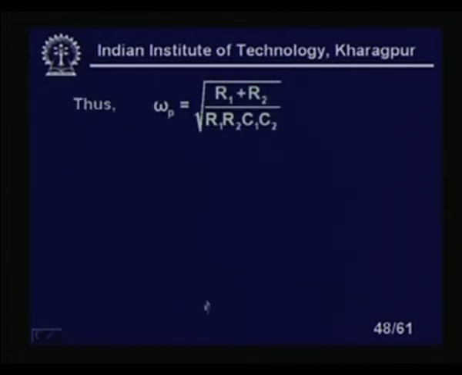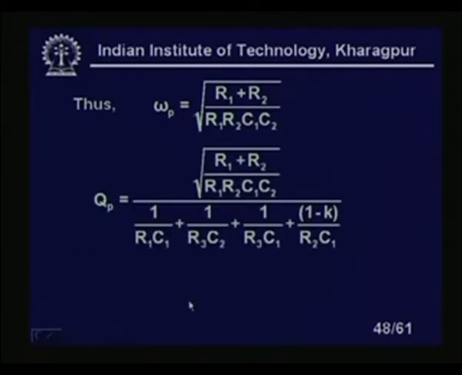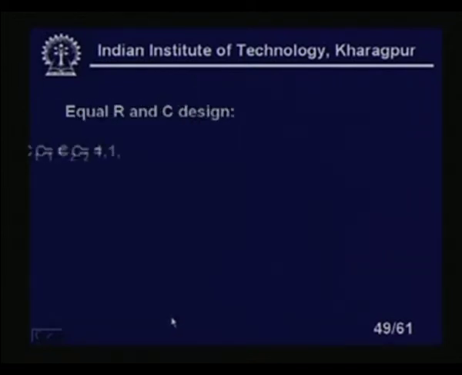So, as before, we can find the pole frequency, pole selectivity and the gain from the expressions, which look like: omega p equal to square root of R1 plus R2 upon R1 R2 C1 C2, QP equal to square root of R1 R2 (R1 plus R2) upon R1 R2 C1 C2 whole upon 1 upon R1 C1 plus 1 upon R3 C2 plus 1 upon R3 C1 plus (1 minus k) by R2 C1, and capital K equal to small k upon R1 C1.